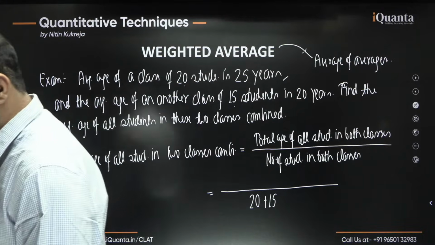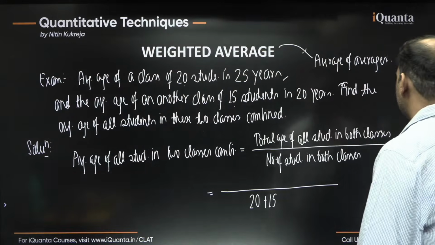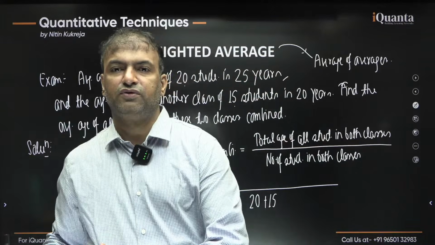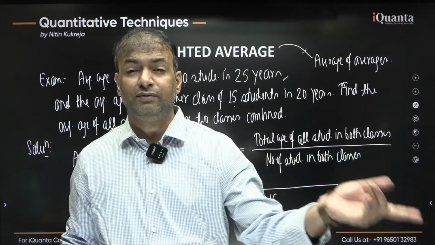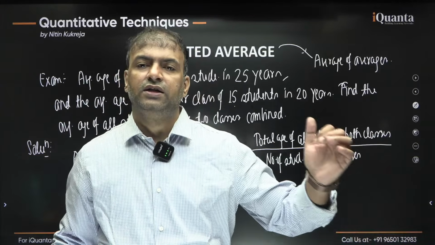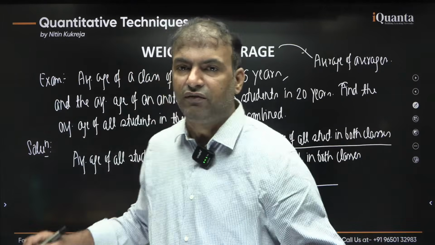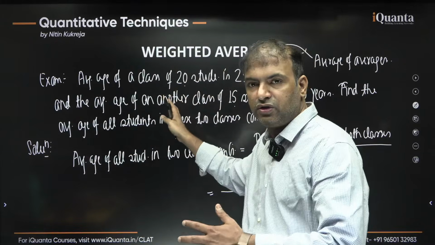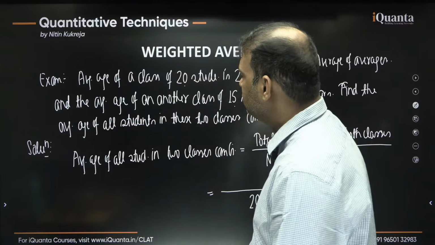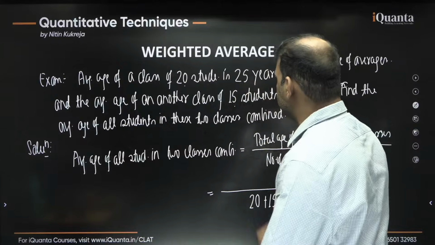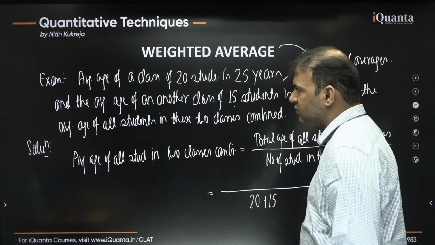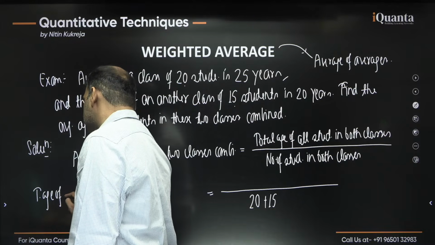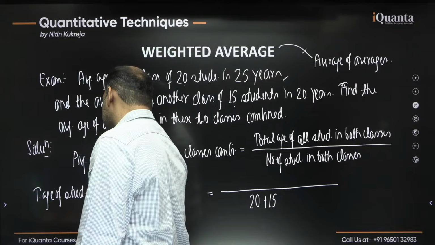So how can we find out the total age? Again, remember the first slide. I told you that average is the sum of the quantities divided by the number of quantities. So the sum of the quantities is the average into the number of the quantities. We can find the sum of the ages of the students of individual classes with the help of this formula. If we talk about the first class, we have 20 students whose average is 25 years. So what will be the total age of the students of the first class?